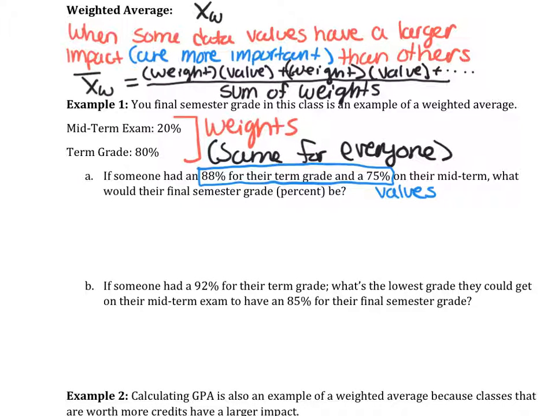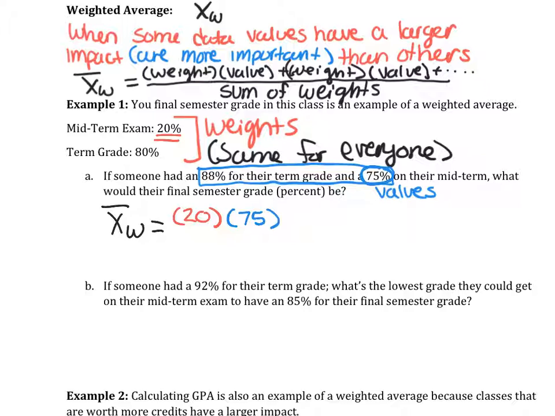So to calculate the weighted average, we'll take the weight for the midterm exam, which is 20%, and we'll multiply it by the value or the grade that the student has for the midterm exam, which is 75%. So the midterm exam and the grade on the midterm are paired up.